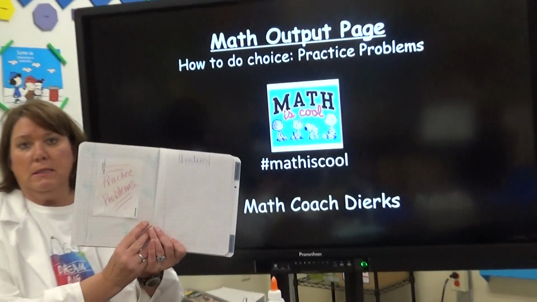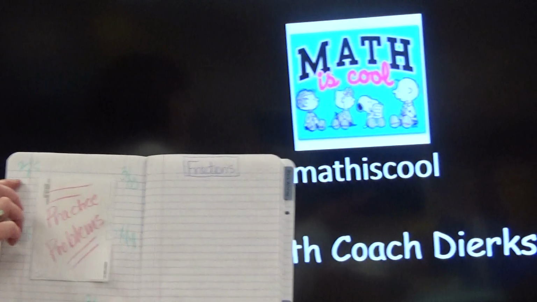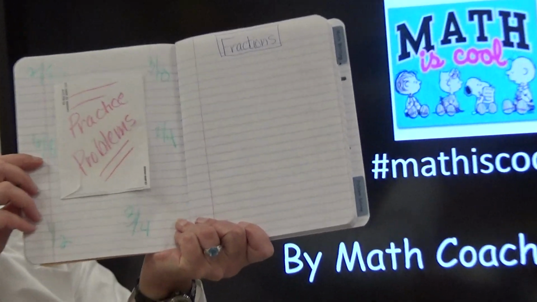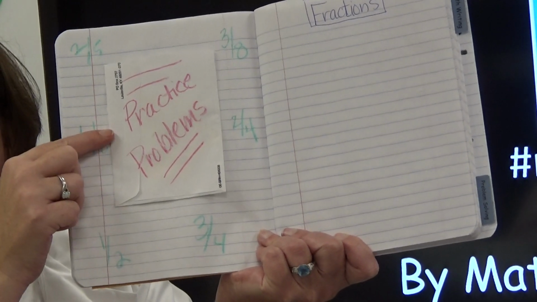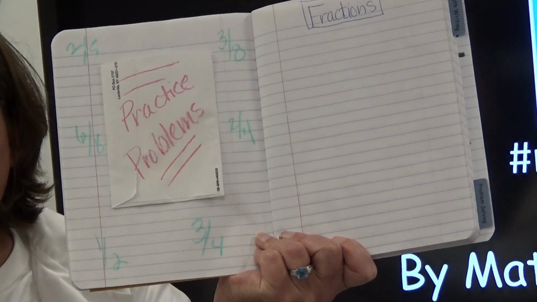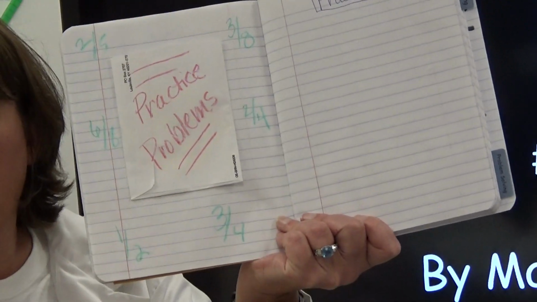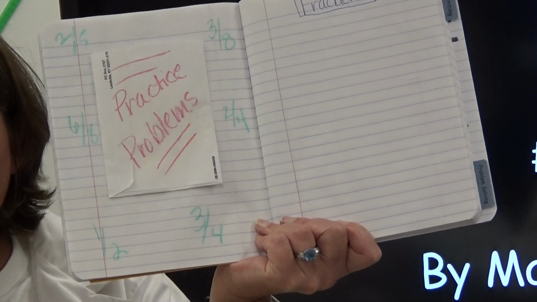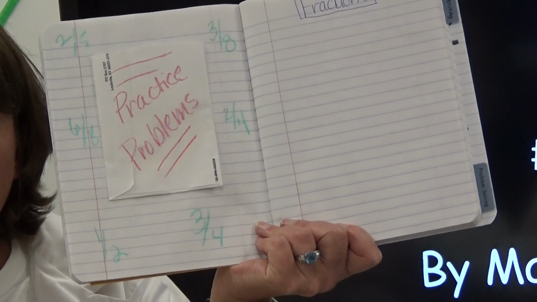So just as simple as something like this, using an envelope from your junk mail and using some scratch paper. All you do is you write some practice problems on a little scratch paper, put your scratch papers in there, and there's your practice problems. That's just one of the ways that you can do it, and I'm going to show you one other way you can do some practice problems.